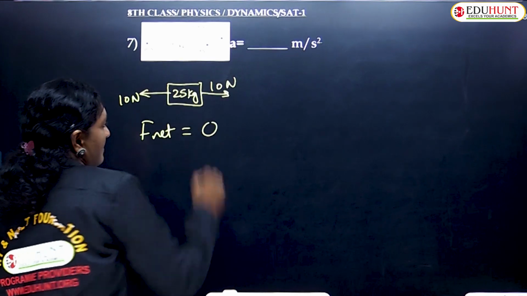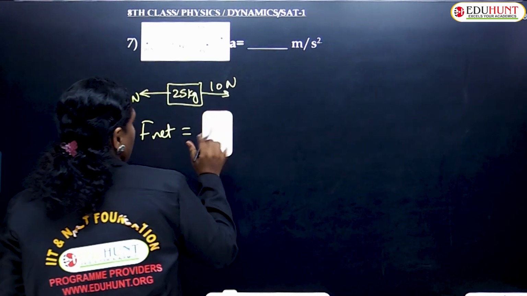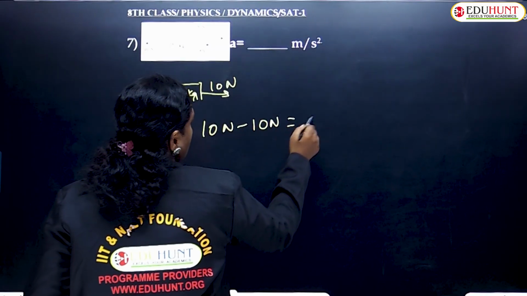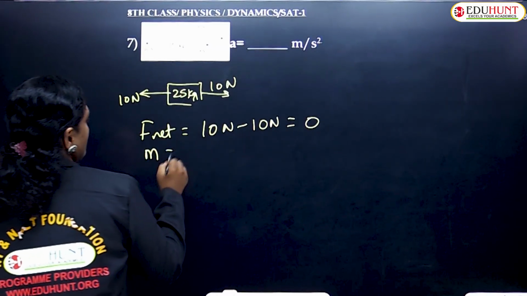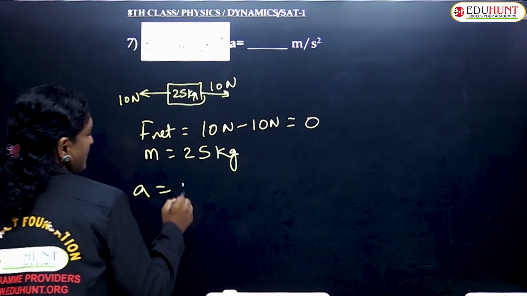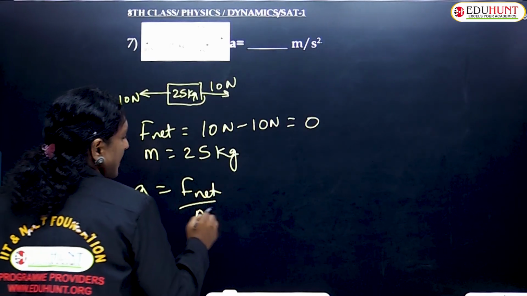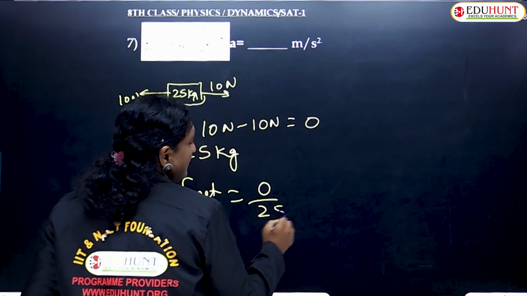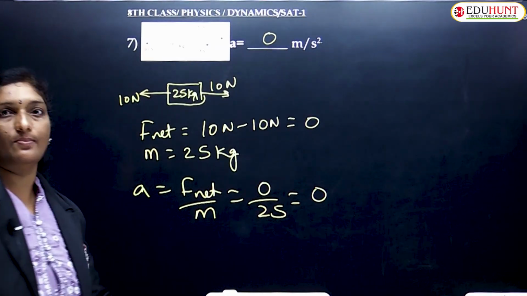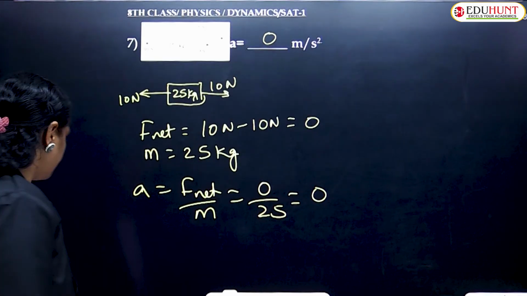The net force acting will be 10 minus 10. Let us write something like this. 10 Newton minus 10 Newton, that is equal to 0. And mass as usual, how much it is given? 25 kg. Hence acceleration is equal to F net by mass, which is nothing but 0 by 25. 0 by anything is 0. Hence no acceleration is produced. The body remains at rest only.